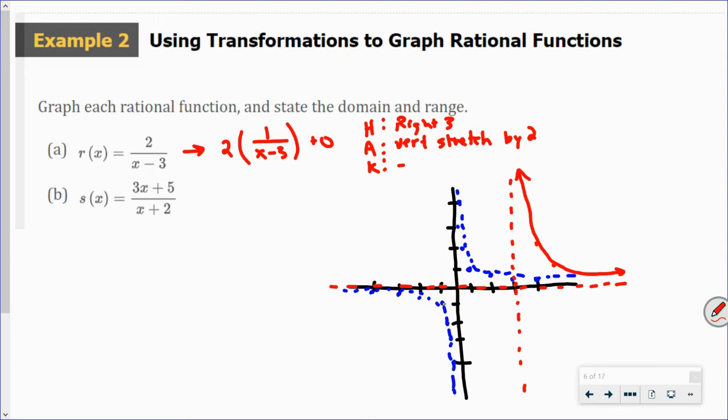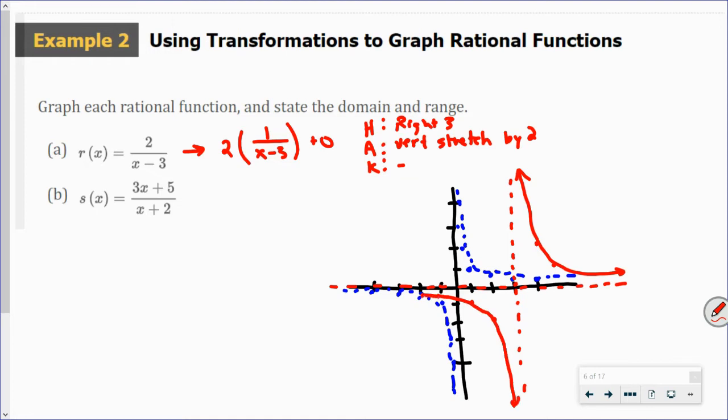So here I'm going to go right 3, 1, 2, 3, vertically stretch it by 2. So instead of -1, now it's at -2. And here at -2 1/2, so 1, 2, 3. And if I double the y values, it's here at -1. So then we have this graph right here.